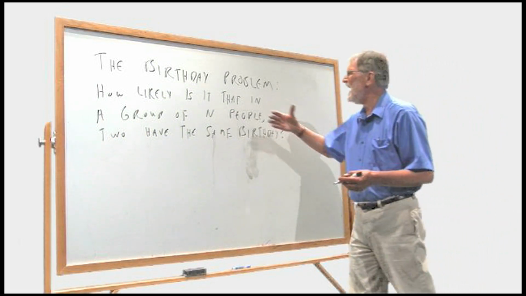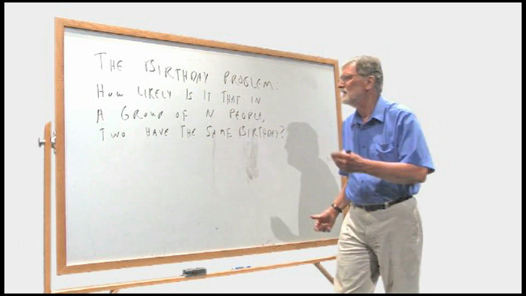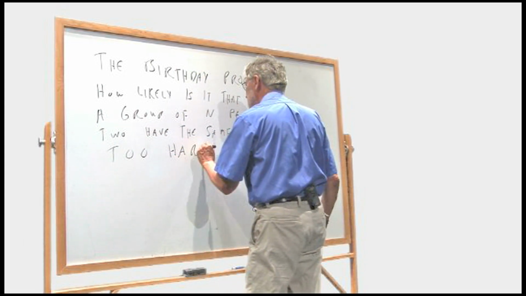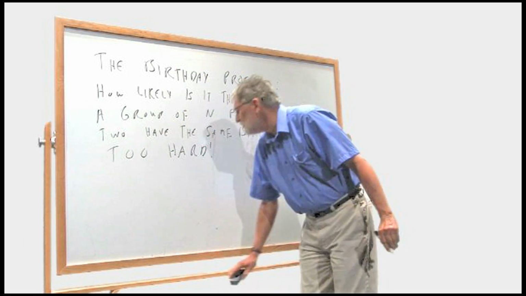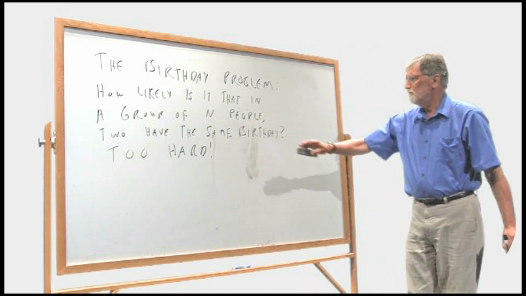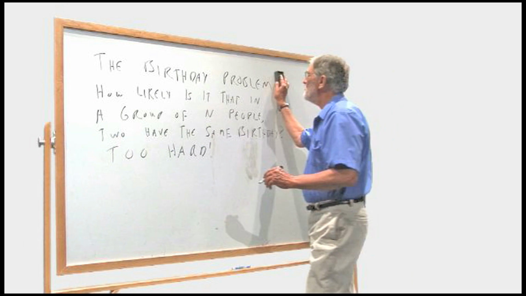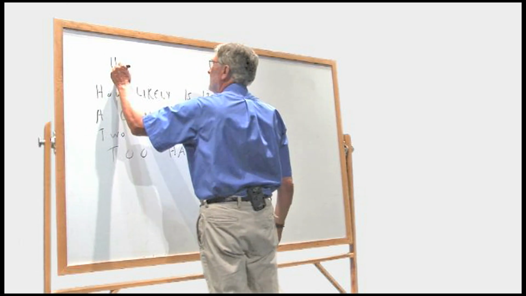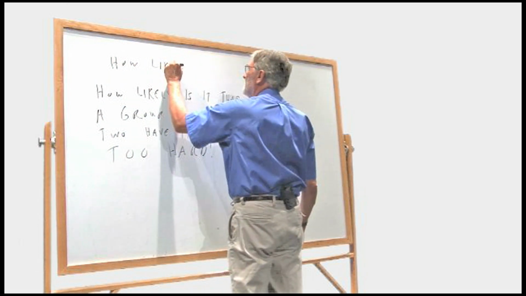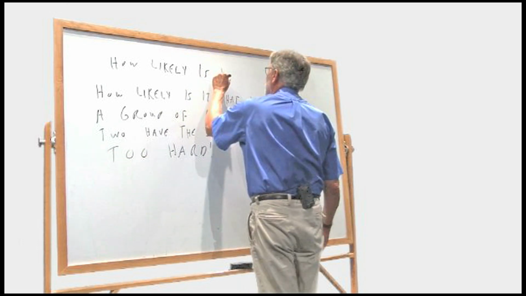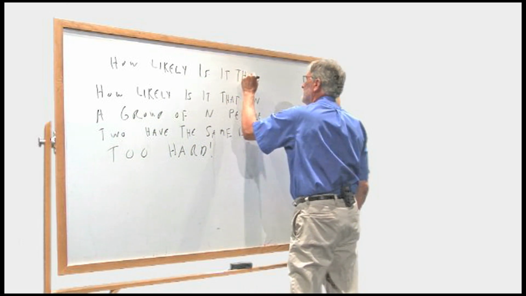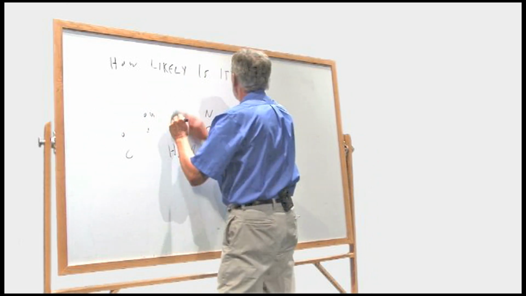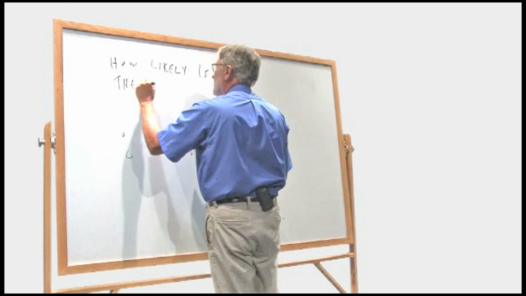Well, the way I've said it, it's actually very hard to solve directly. So let's just say this problem is too hard. And let's think about a little bit simpler problem that's, it turns out, related to this in a very strong way. And this problem is, how likely is it that they're all different? The birthdays are all different.